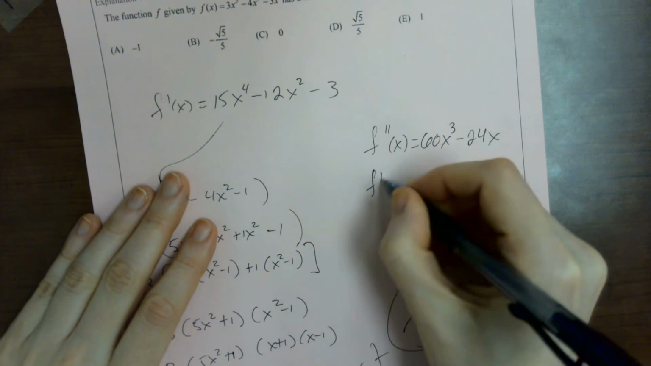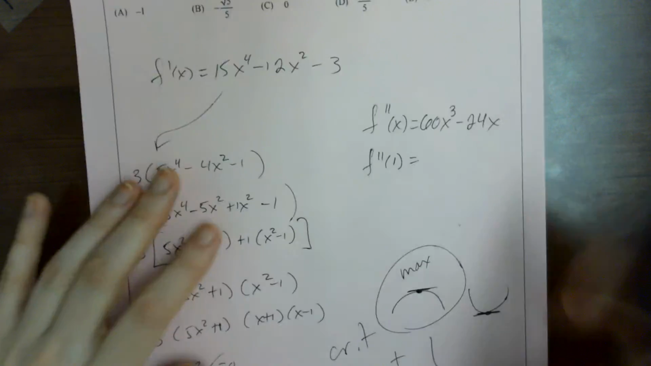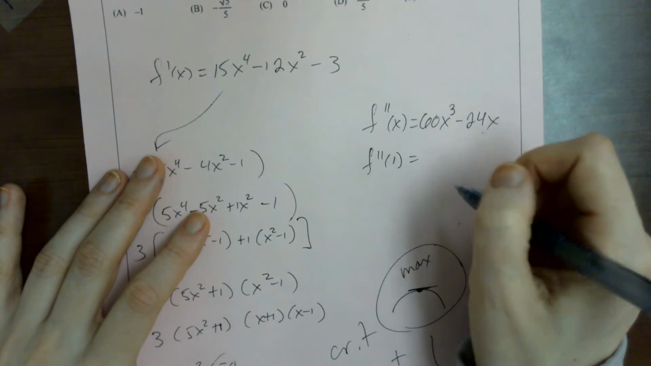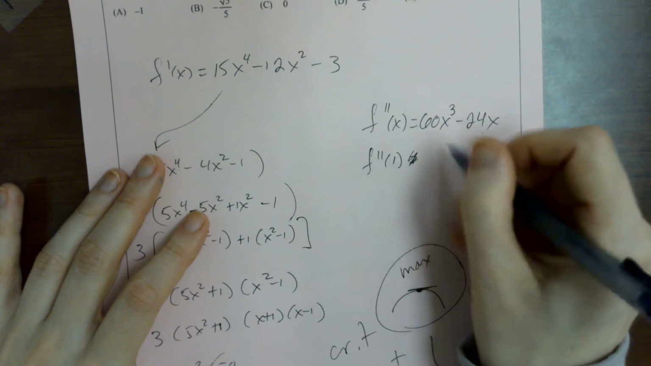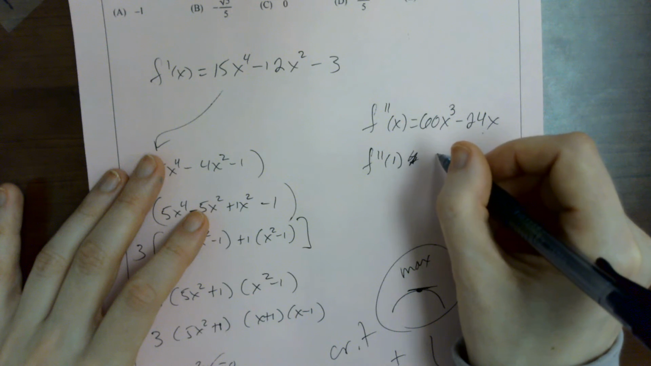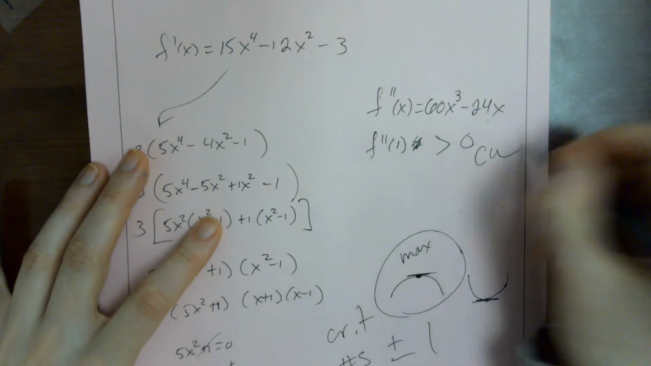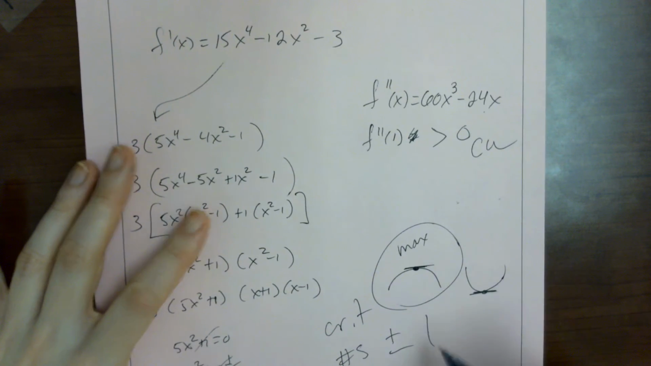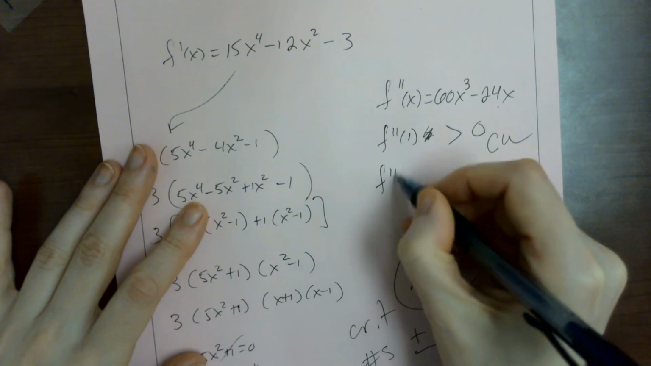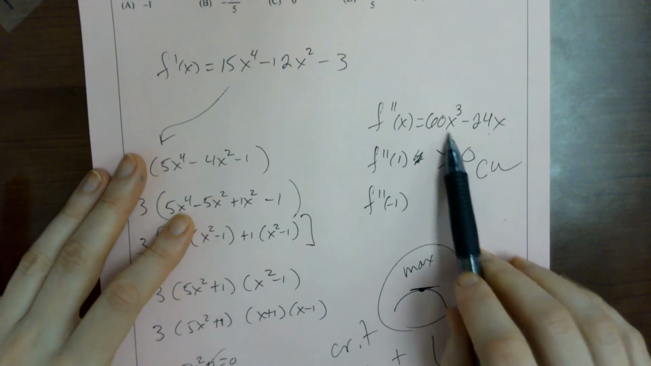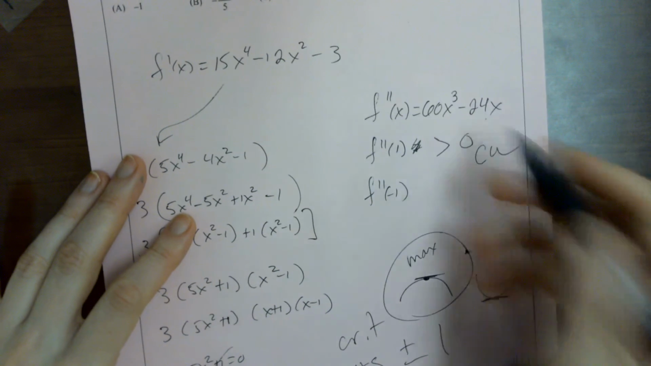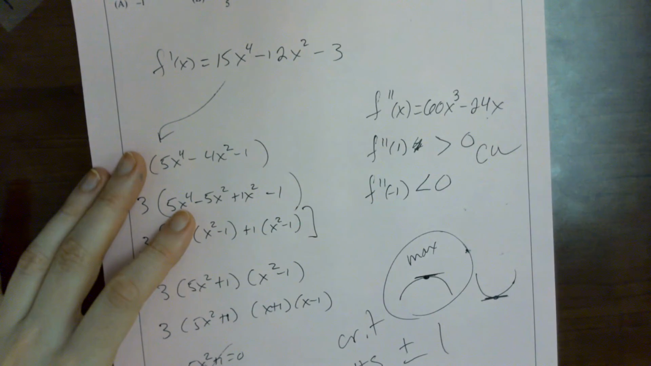So f double prime of 1 is 60 minus 24. Whatever that is, it doesn't actually matter. That's greater than 0, so this would mean concave up. So it must be -1. Let me just verify. f double prime of -1 would be -60 plus 24. That's less than 0. So -1 is what's going to give us concave down.